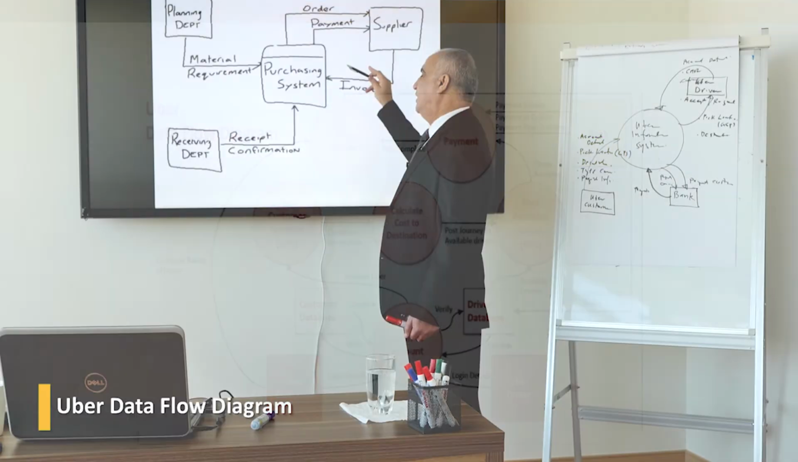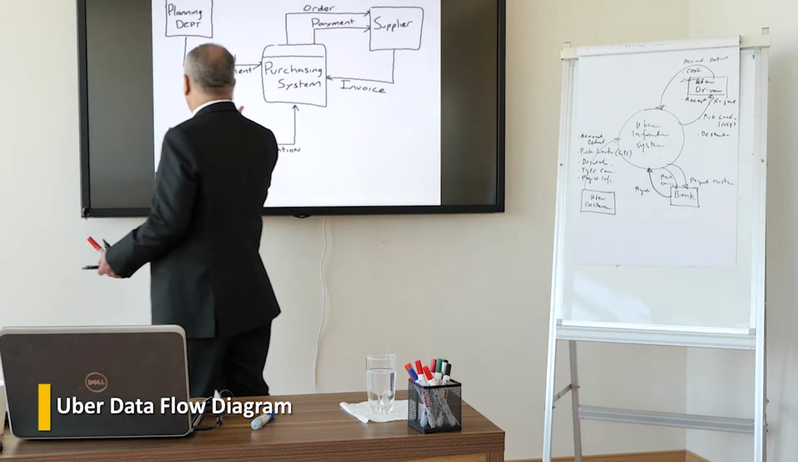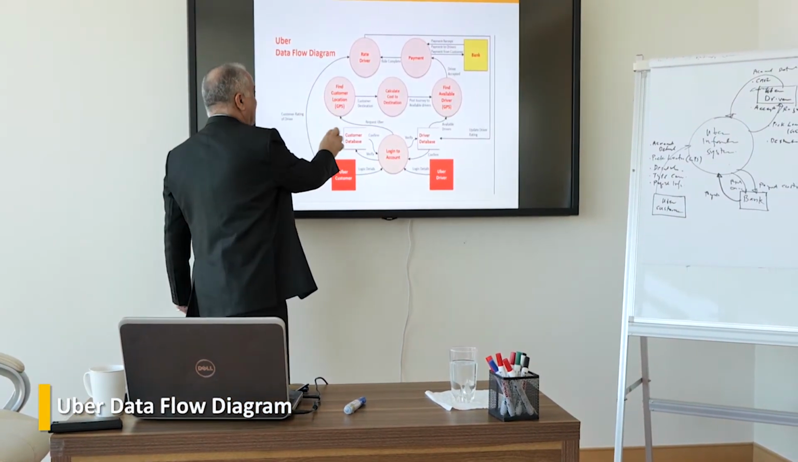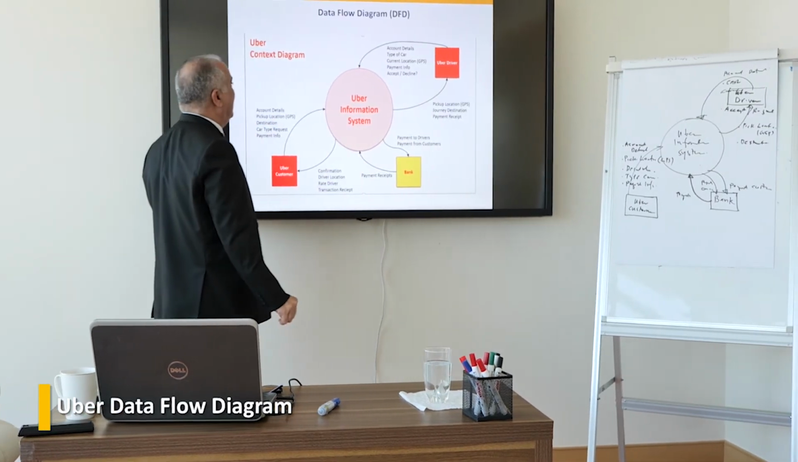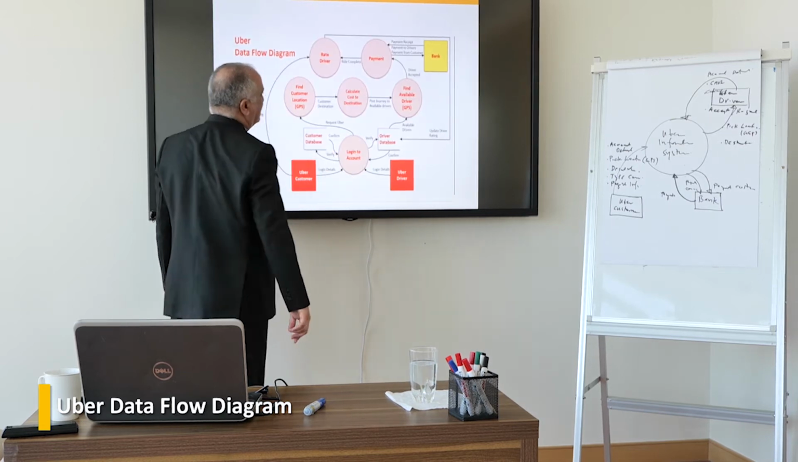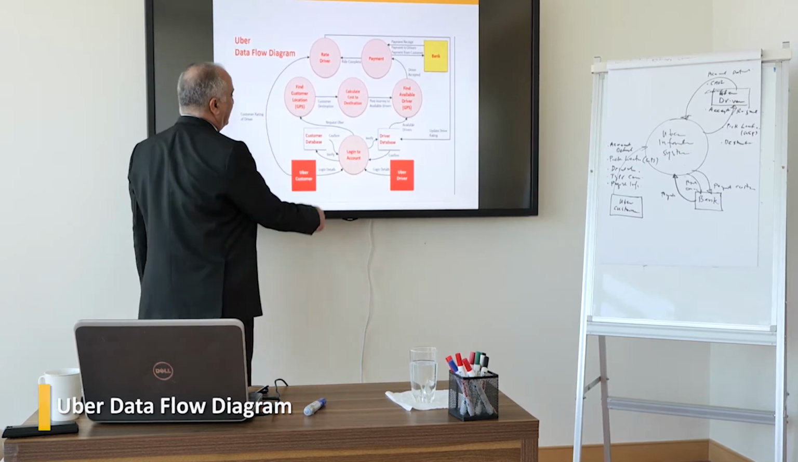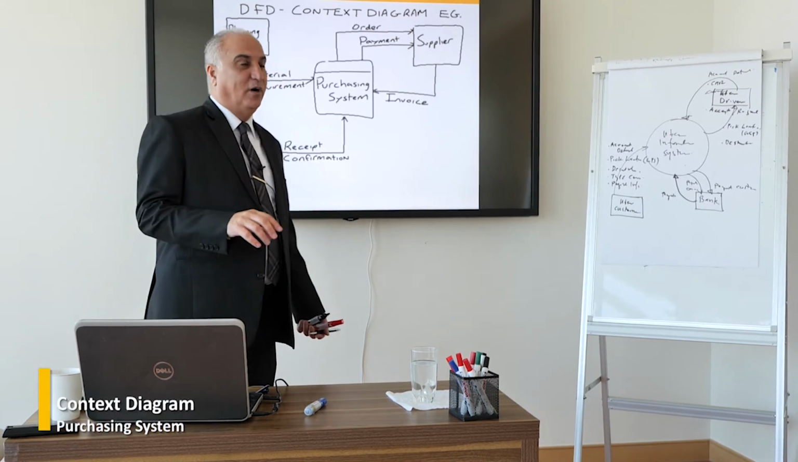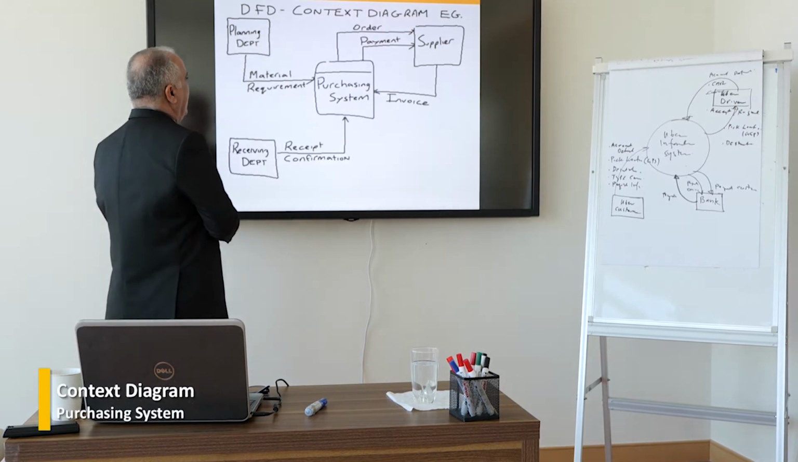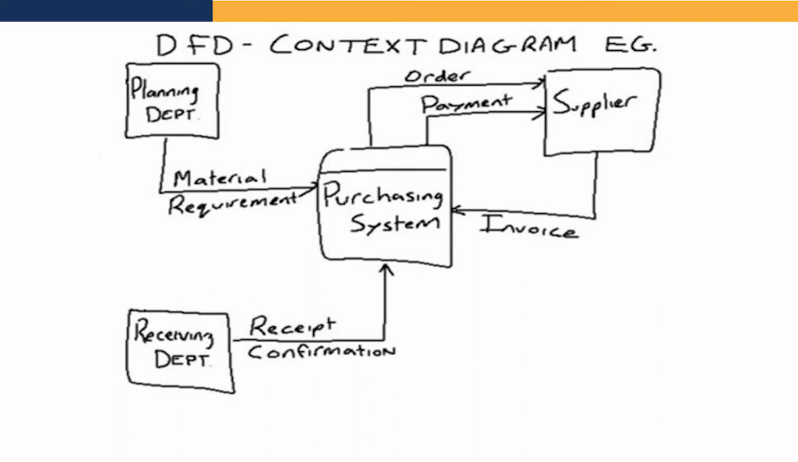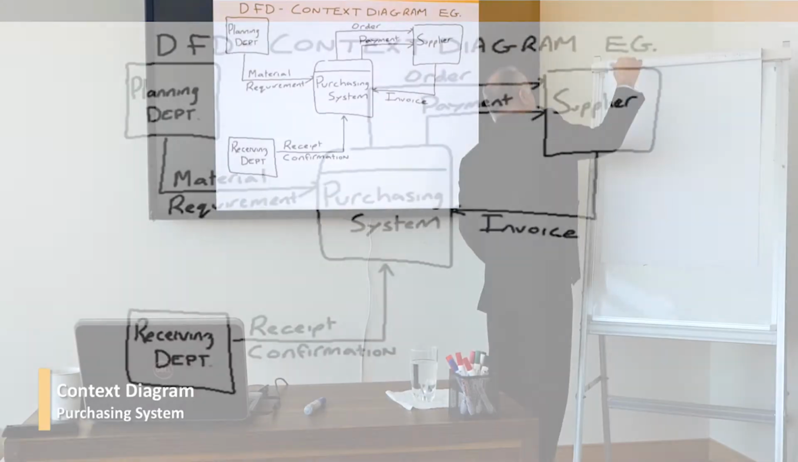Now in this case, start this process. So we go now into, we have done this example. In other words, this is a second example about Ubers. Now we will do the details, okay, the context diagram. And now we will go into another example of a context diagram. This context diagram is a context diagram for a purchasing system.